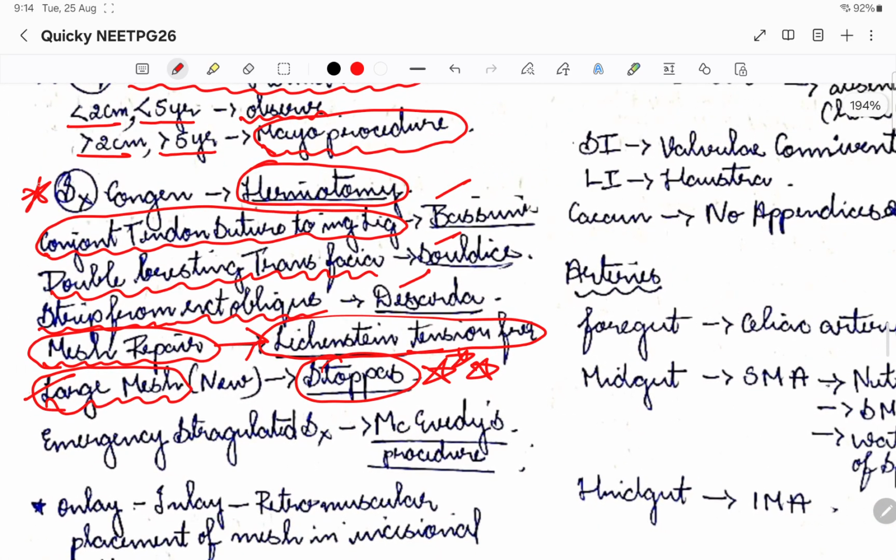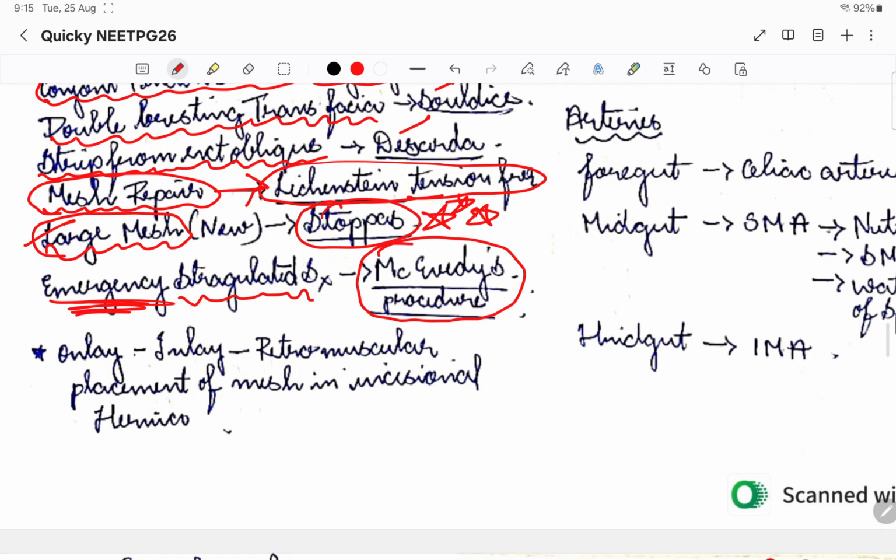Please, once again, before going to the exam, take a look at this. I told you, the strangulated hernia will have excruciating pain. That is why it is an emergency, where the vasculature will be affected. So that is why it is an emergency surgery. Here we do the MEDBUDDY's procedure, okay. This is with respect to strangulated hernia.